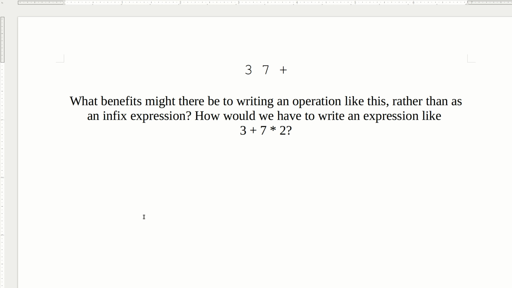Pause the video, think for a moment. You may not solve the longer question, but get a direction, understand what the difficulties are at least. Pause, think about it.